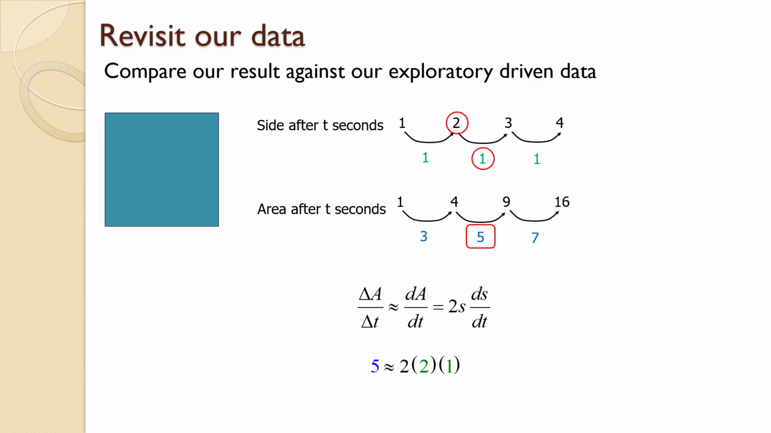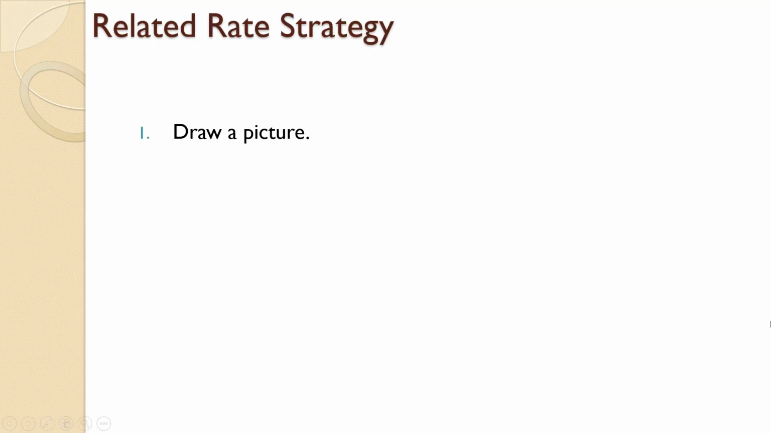Now, the approximation, of course, gets better if we just use smaller time periods, because I keep letting 1 second pass in this entire process in order to get our average rates of change of our sides and our areas. If we use a much, much smaller change in time, you would find that the average rate of change is very, very close to 2 times the side times the change in the side per time. So let's go ahead and talk about the overall strategy.